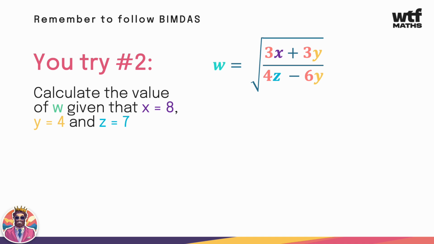Okay, so here's our next example. This one's a little trickier. It's got a lot more going on. If you look at the right, we've got this interesting sort of symbol on the outside. Now that's a giant square root. So we're going to work out a whole bunch of operations on the inside and then square root it at the very end. So the question is, calculate the value of W given that X is 8, Y is 4, and Z is 7. So if you could please pause the video, substitute those values in, that'd be awesome.